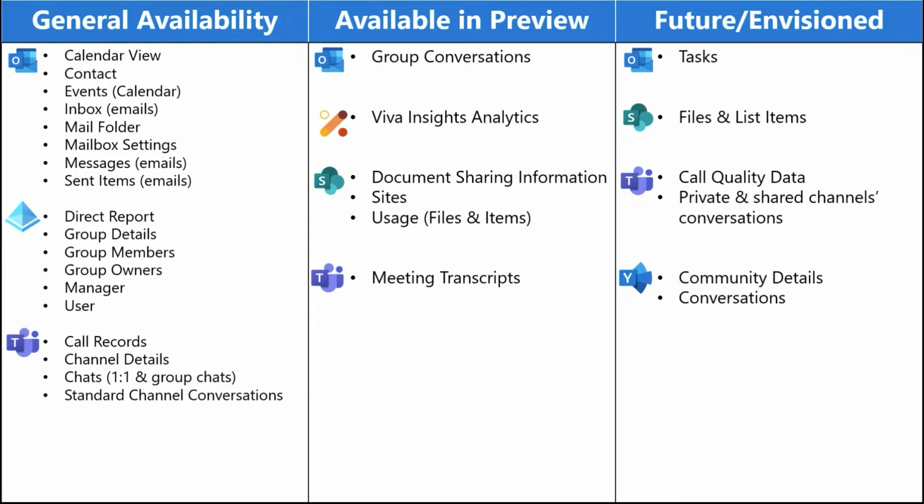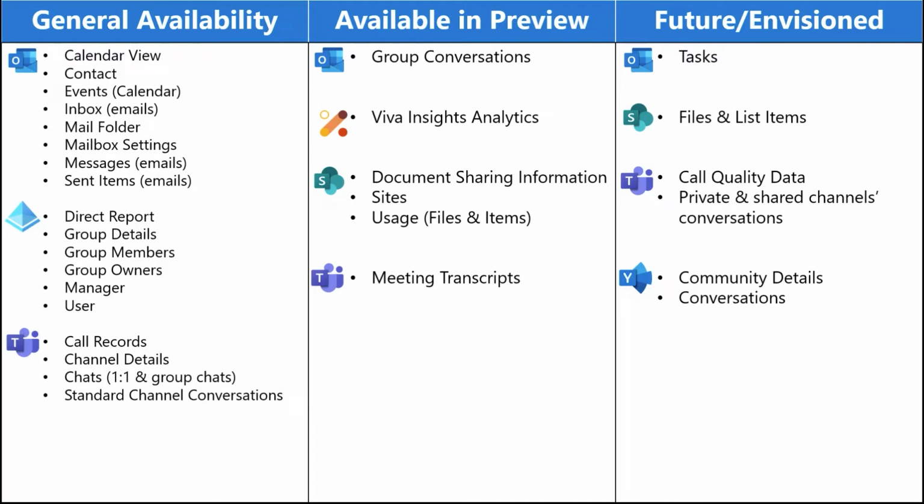From a Teams perspective, we finally released the call records dataset. This was one of the top asks that we've had, that will include information about who joined the meeting, for how long were they in the call. We have information about channel details, right? So what configuration settings do you have on your channels? Are they standard? Are they private? Information around chats. So those are private chats, so one-on-one and group chats. We also have information around standard channel conversations.